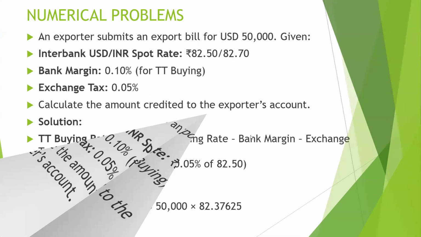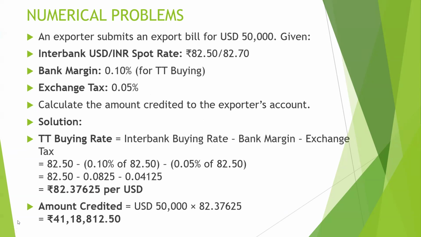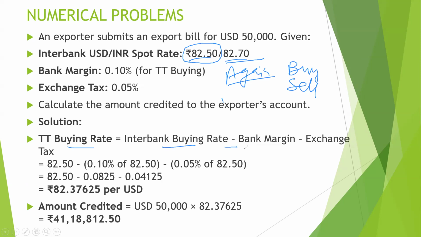So let's see the correct answer. Here is the solution provided. How will the correct answer be calculated? First is the TT buying rate. The first part is the buying rate, the second is the selling rate. Always remember this. I am again and again putting in this effort to tell you: first is buying, then selling. Always remember, firstly we will buy, then we will sell. So how will this buying rate be calculated? Interbank buying rate minus, as we have already discussed, in the buying rate we minus the bank margin and exchange tax. So 82.50 minus 0.10% of 82.50 minus 0.05% of 82.50. When you calculate all this, this figure will come. So this is the rate.